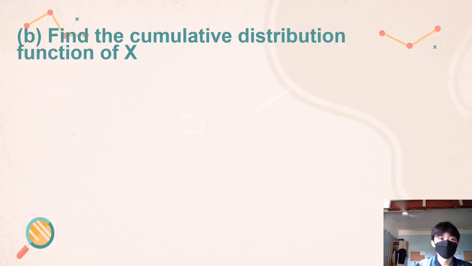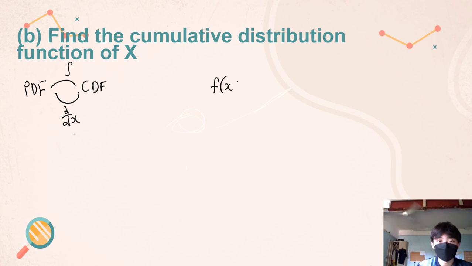Okay, for question B, find the cumulative distribution function of x. The first thing that you guys have to understand is how to convert the PDF to the CDF by using the method of integration, and convert the CDF to the PDF by using differentiation. And as the equation given, f(x) is equal to x squared over 18 for x values from -3 to 3, and 0 elsewhere.